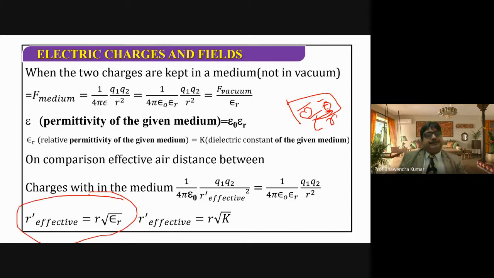You can write it. R dash effective, that is, R effective in air or in vacuum, will be R into root of epsilon, and vice versa. Do you understand it? If I know the distance in air, then I have to divide that by root k to get the value of distance in the given medium. Is that clear? In this relation, R represents when they are separated in a given medium, and R effective is when they are kept in the vacuum. Do you understand it?